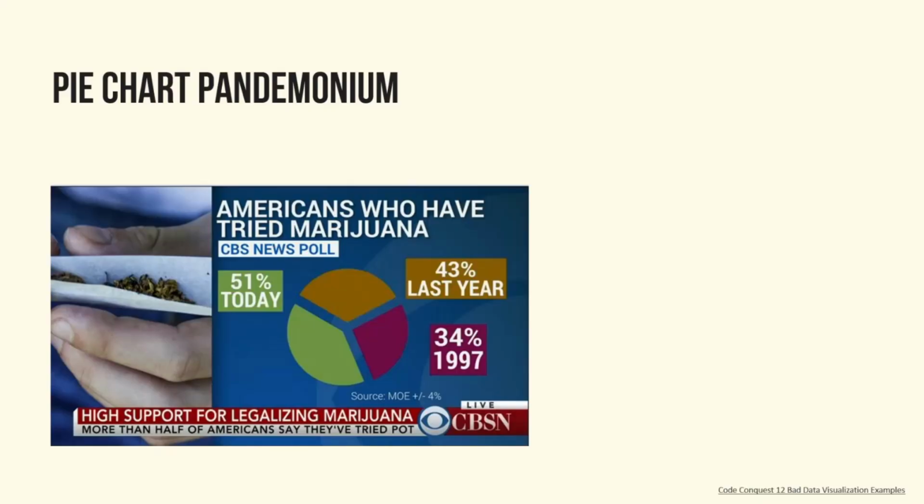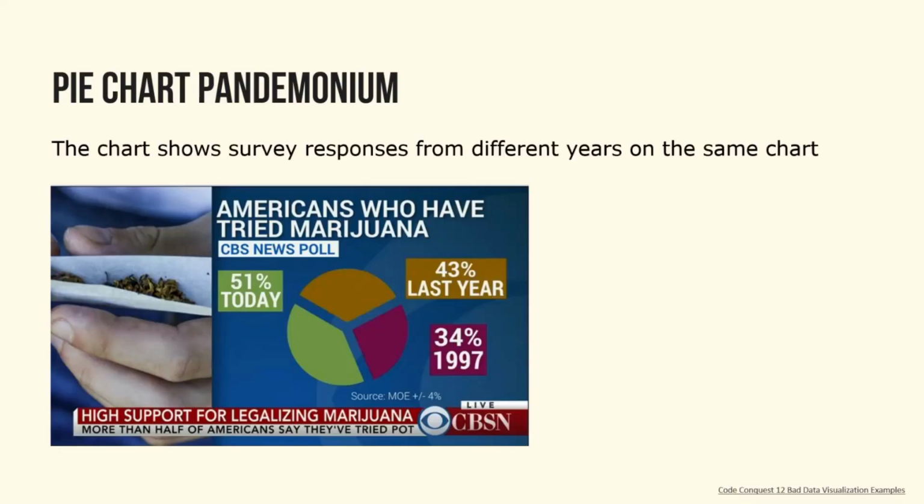Next, under the pie chart pandemonium, I have here this survey of Americans who have tried marijuana. When you first look at this chart, what's the impression you have? Because pie charts show parts of a whole, it looks like 51% of the respondents said they tried it today, 43% last year, and 34% in 1997. But actually, these are different surveys. Each one was done in a different year, and they are being represented on the same chart. So that will cause a lot of confusion.